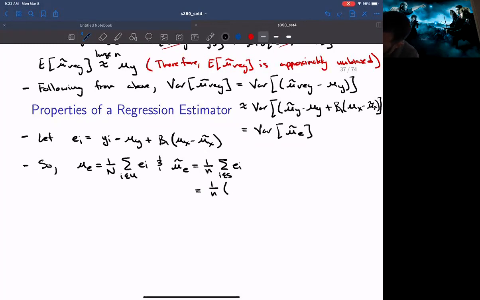It's equal to, there we go, minus mu y plus beta 1 times mu x minus mu tilde x.